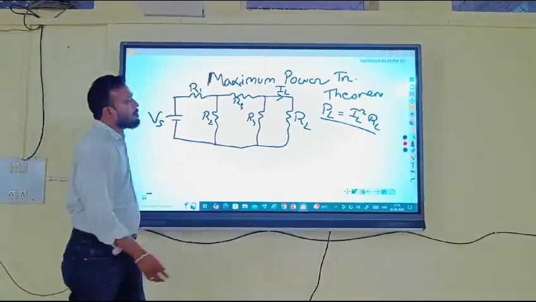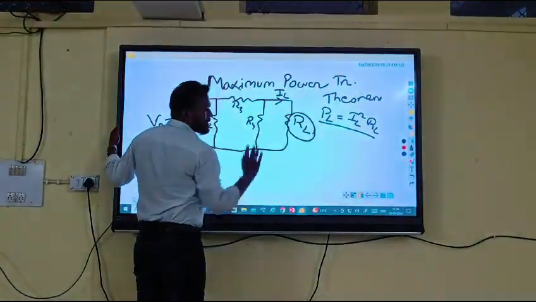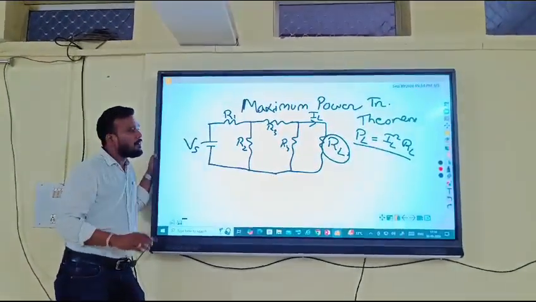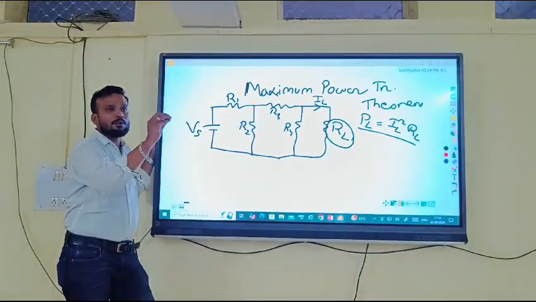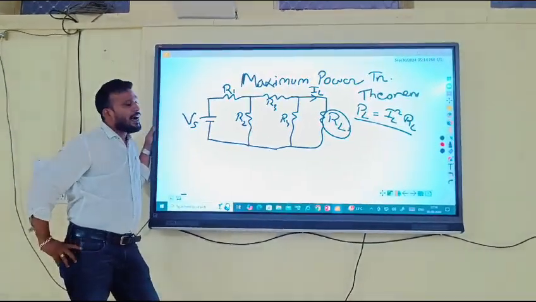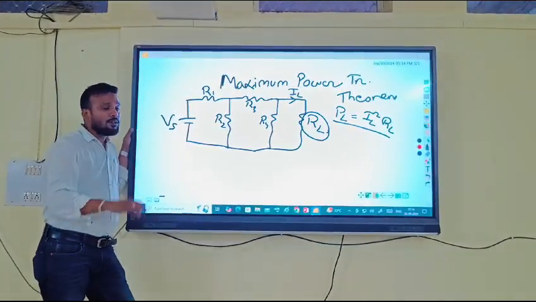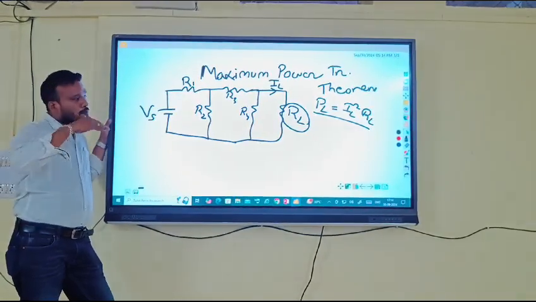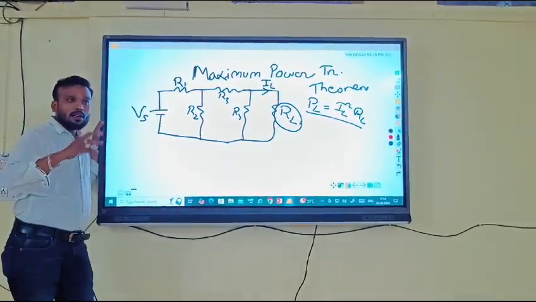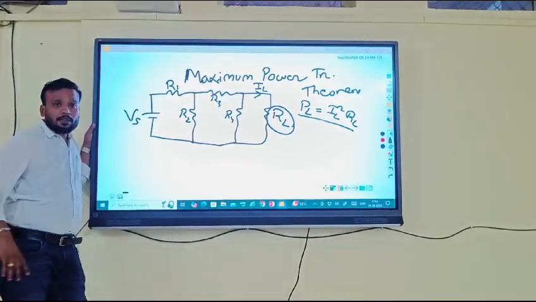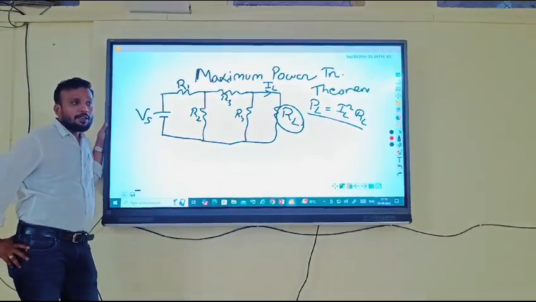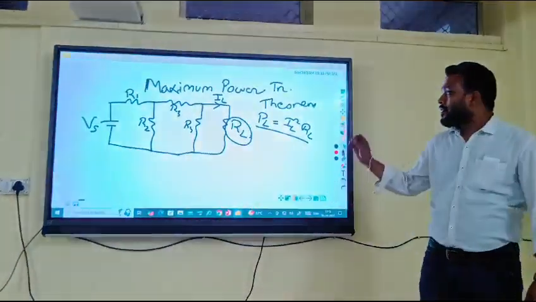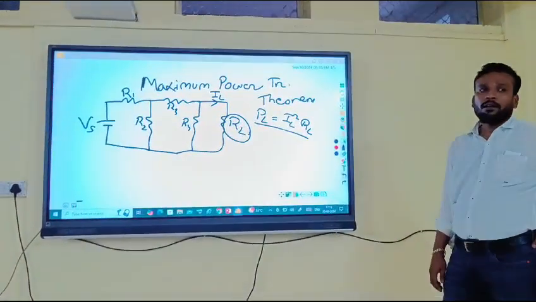We will calculate it by varying this load resistance. We will try different resistances. Suppose we vary the load resistance from 1 ohm to 10 ohm. Then at a particular value of the resistance, the power will be maximum. More than that resistance, the power will be lower, and less than that particular value of the resistance, the power will be lower. So only at a particular resistance, the power consumed by the load will be maximum.